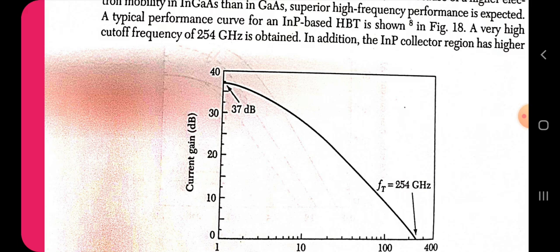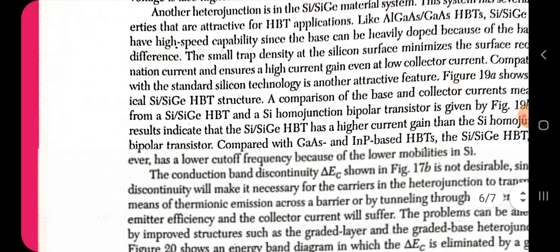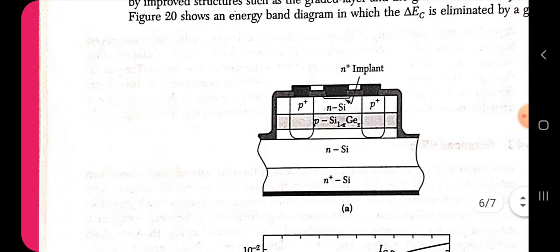The figure shows a typical silicon germanide HBT and silicon homojunction bipolar transistor. The results indicate that the silicon germanide HBT has a higher current gain than the silicon homojunction bipolar transistor. Compared with gallium arsenide and indium phosphide based HBTs, the silicon germanide HBT, however, has a low cutoff frequency because of the low mobilities in silicon.